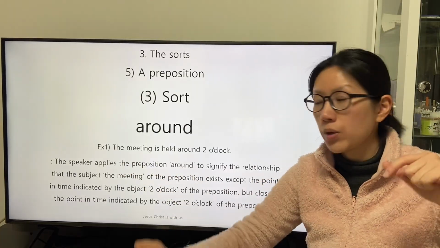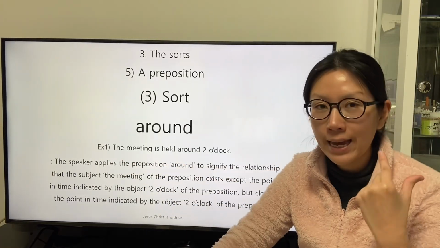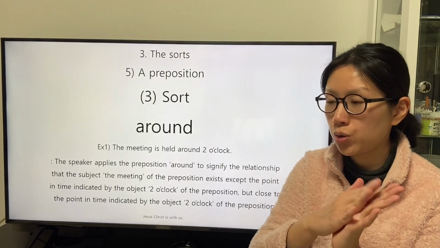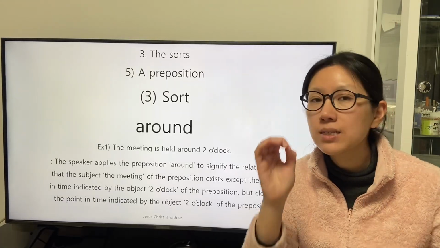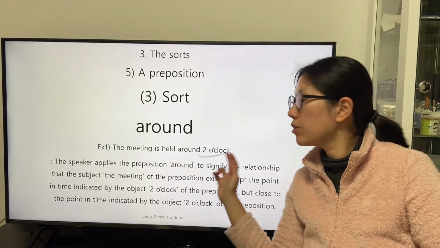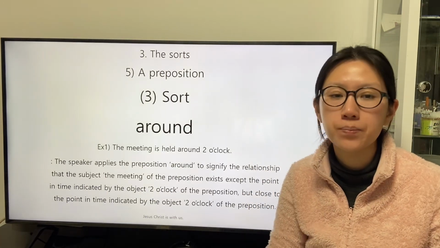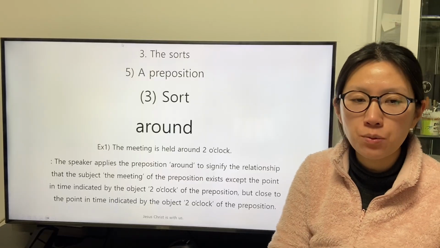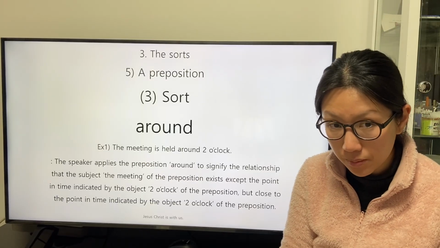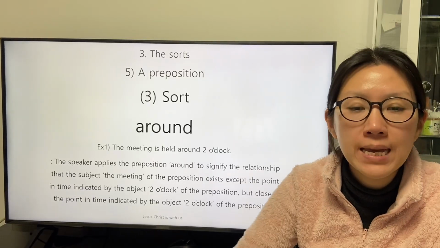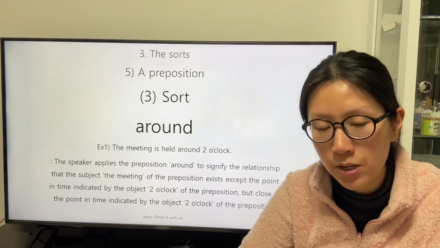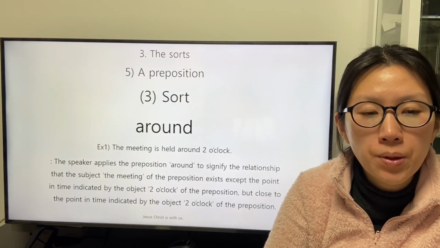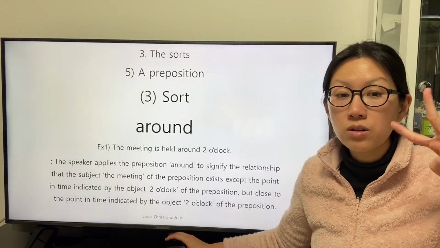In this clause, we can understand that the meeting can be held from 1:50 to 2:10, but not on 2 o'clock sharp. The speaker applies the preposition around to signify the relationship that the subject of the preposition exists, except the point in time indicated by the object 2 o'clock of the preposition, but close to the point in time indicated by the object 2 o'clock of the preposition.